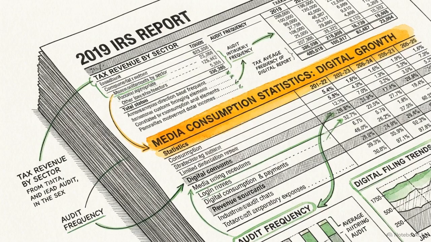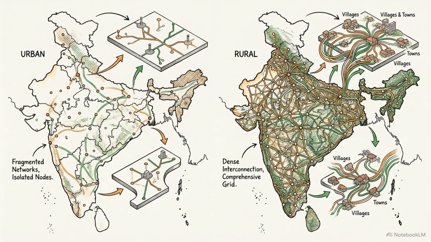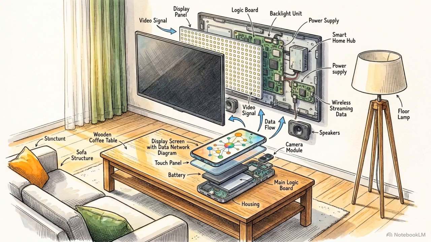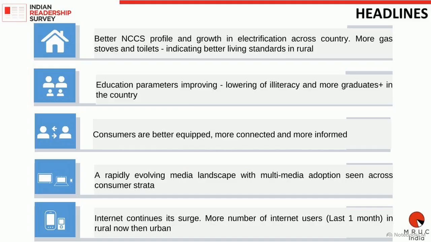That rapid acceleration leads directly to the most significant media consumption finding in the entire 2019 report. Looking at absolute internet user volume, the geographic dominance flipped. The data confirms there are now more total internet users in rural India than in urban India, based on a one-month lookback. The rural consumer has bypassed the drawn-out technology adoption curves of many Western markets, moving directly into a high-frequency digital reality. The final consideration is how this digitized, equipped demographic actually consumes media. The survey's executive summary validates our model, noting a rapidly evolving media landscape driven by this improved NCCS profile.